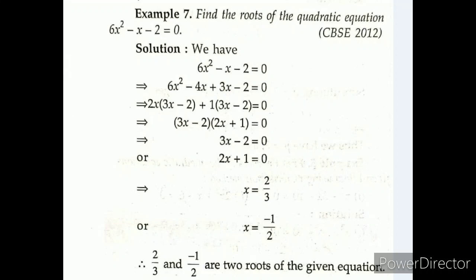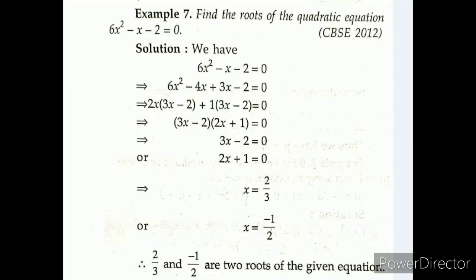So 6 into 2 becomes 12. Now we will find two numbers whose product is 12, and whose difference or sum is 1. So that is very easy. We will find 4 and 3, two numbers. Here, students, we have to be very careful while choosing the numbers. As you can see, there is a negative sign before the coefficient of x, so here we have taken minus 4x and plus 3x.